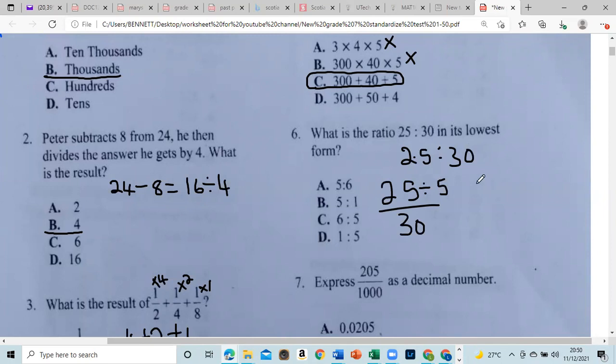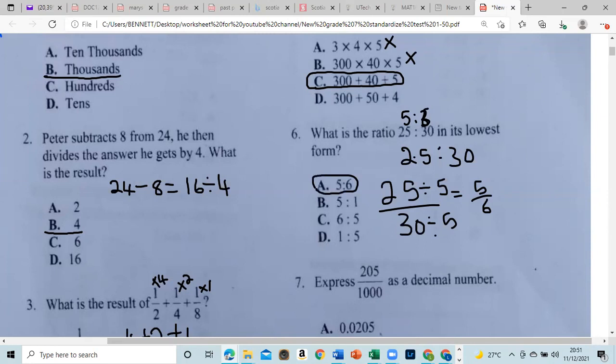So that will give us 5. And we divide by 5. It's almost like equivalent fractions, isn't it? You know, my students do it. So it's 5 to 6. The order is very important, all right? So it's 5 to 6. Notice that they put 6 to 5. No, it's not. What should I put? Oh, 6, right? So that would be A.